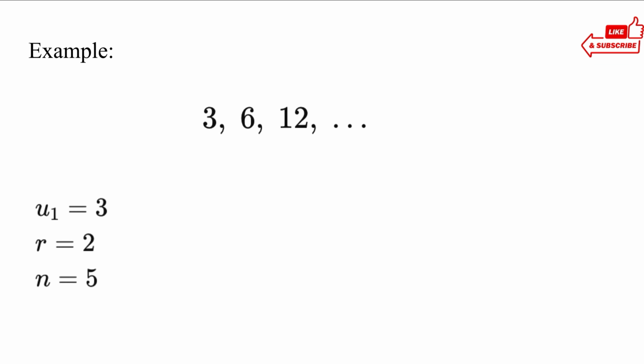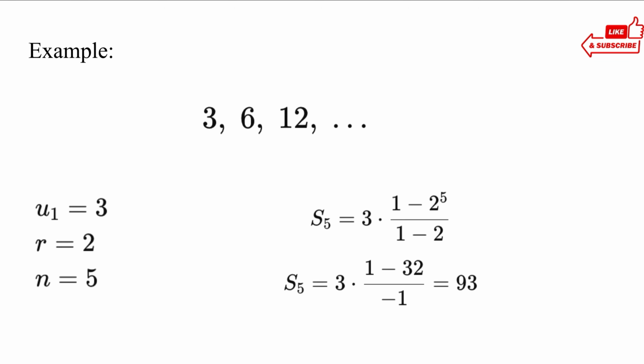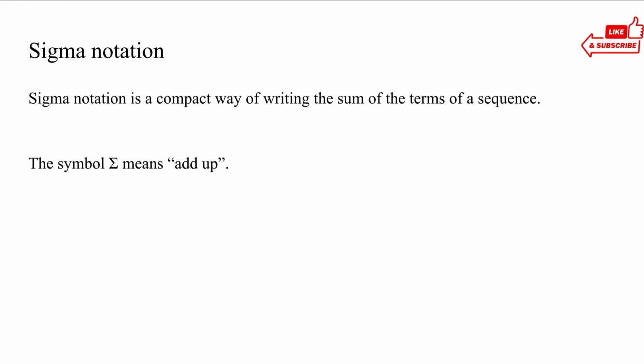So for example, here, the sequence 3, 6, 12, etc. U1 is equal to 3, so that's the first term. R is equal to 2, since 6 over 3 is 2, and 12 over 6 is also 2. And n, for the sake of this problem, let's say it is equal to 5. Then if you want to find the sum of the first 5 terms, you apply the formula that was shown before, and you end up obtaining 93.